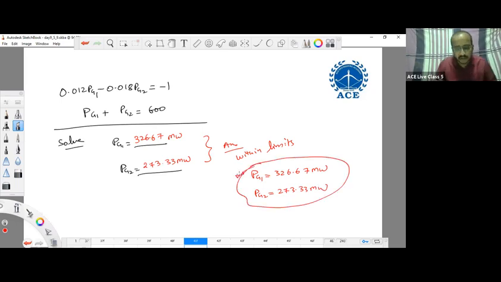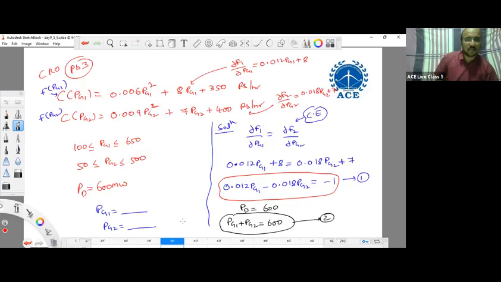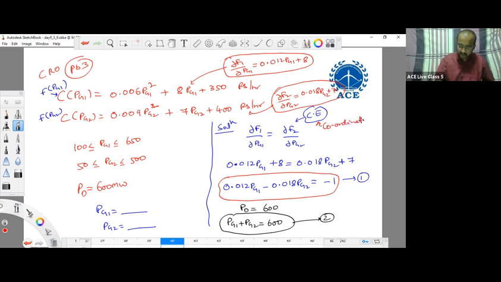Got the point? How to solve? Got it or not? How to calculate? So in this problem, the fuel cost, C of PG1 or F of PG1, both are the same. First you calculate the incremental fuel cost, dF1 by dPG1 and dF2 by dPG2. Equate those two, according to the coordination equation that we have solved. So dF1 by dPG1 is equal to dF2 by dPG2. Based on that, you will get these values.